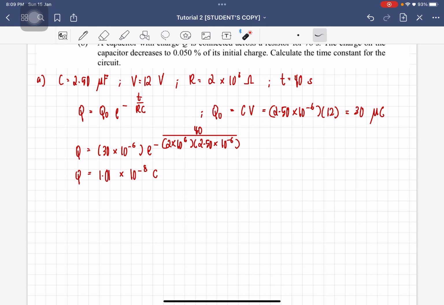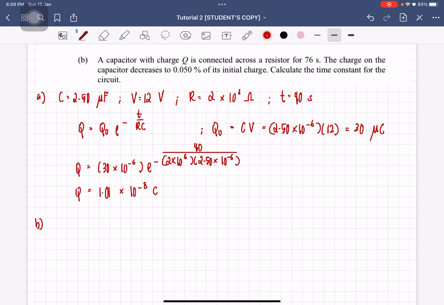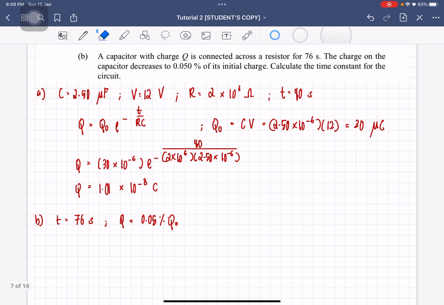Okay, now we look at question B, where the capacitor with charge Q is connected across a resistor for 76 seconds. The charge decreases to 0.05% of its initial charge, of Q naught. So this is equal to 0.05 divided by 100. That is going to give you 0.0005 Q naught, of its initial charge.